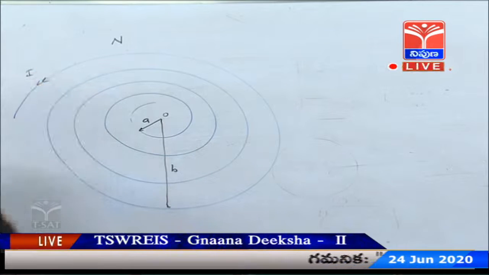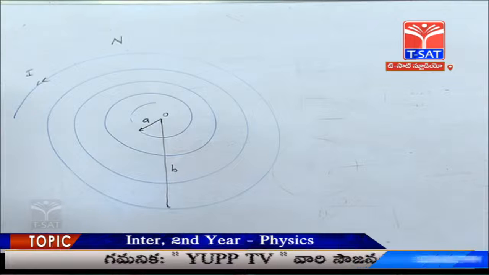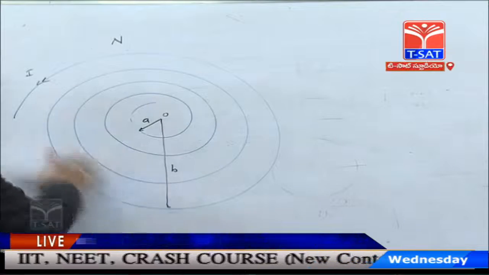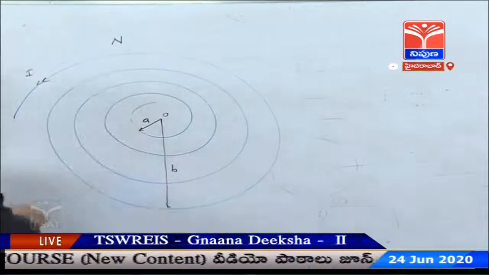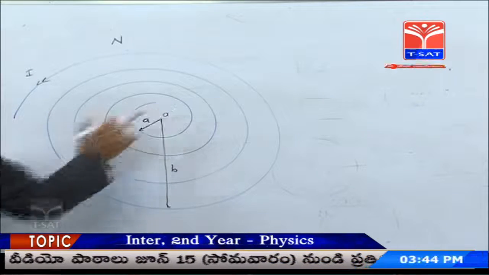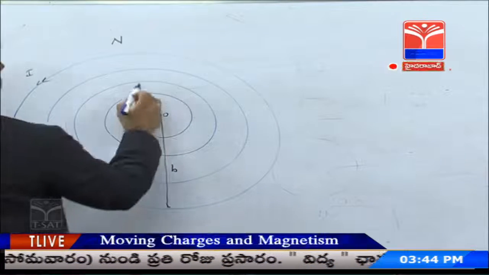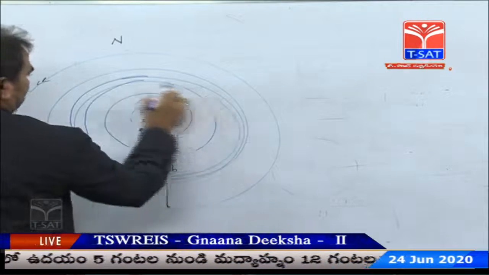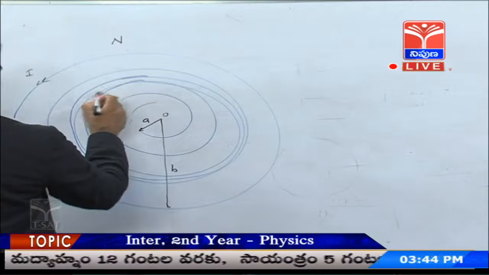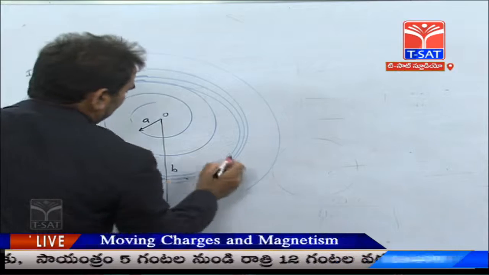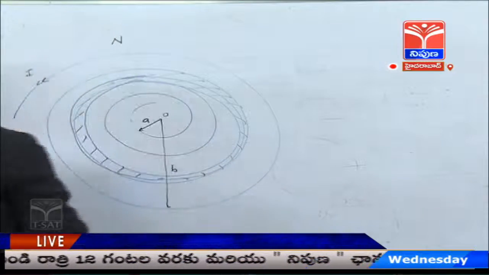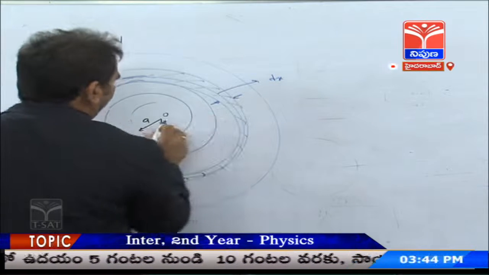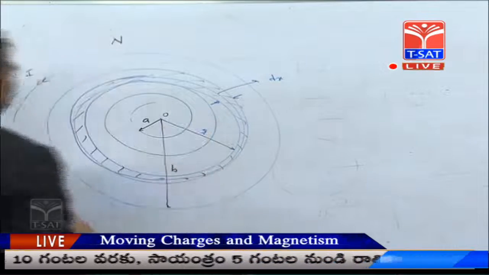So, current is flowing along this direction. Due to this spiral, we have to calculate the magnetic field induction. The number of turns in this spiral is n. We wish to find the net magnetic field induction at center O. Let us consider a small elemental strip which has a width dx, and which is at a distance of x from the center.